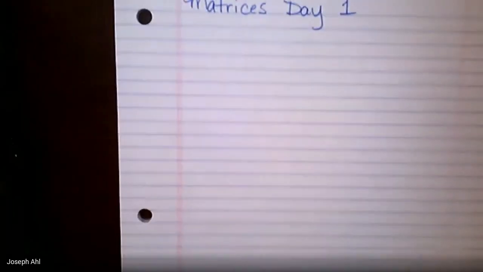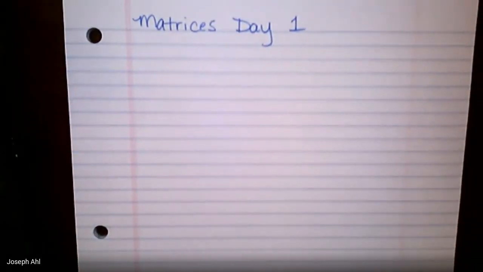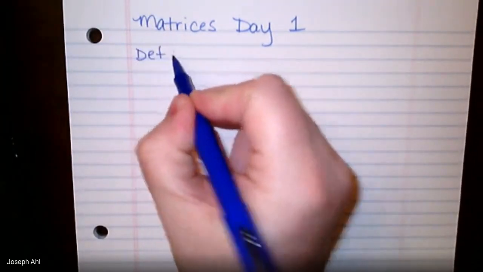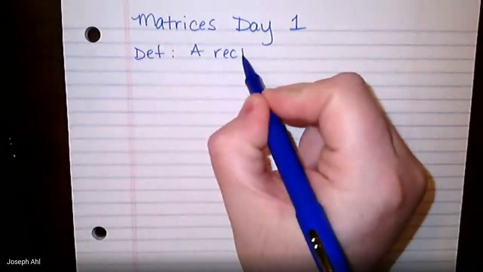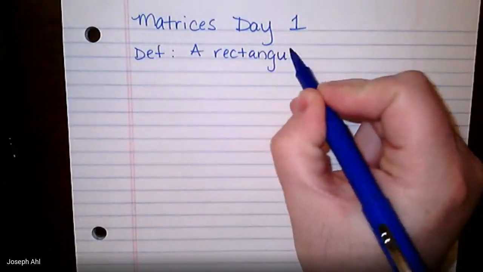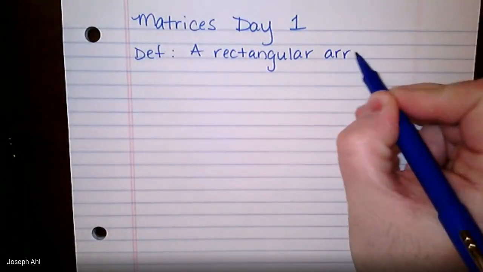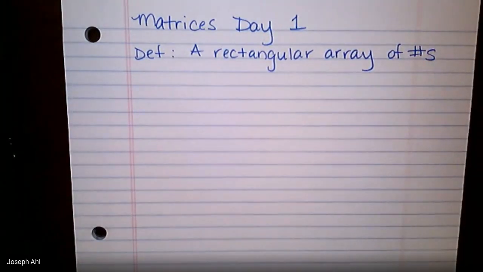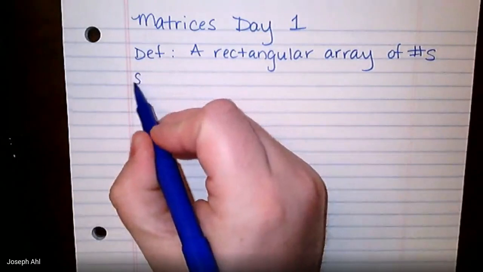Okay, matrices day 1 is the title of today's notes. So what is a matrix? The definition of a matrix is it's a rectangular array of numbers. Those numbers might be whole numbers, integers, could be negatives, could be fractions, rationals, anything in there that's a real number is good to go.